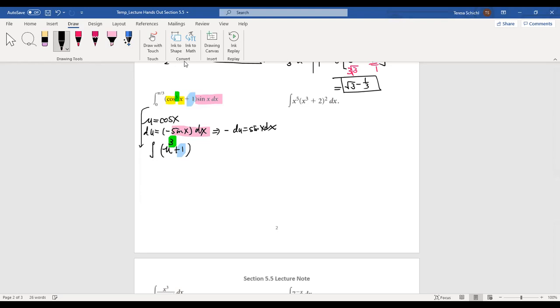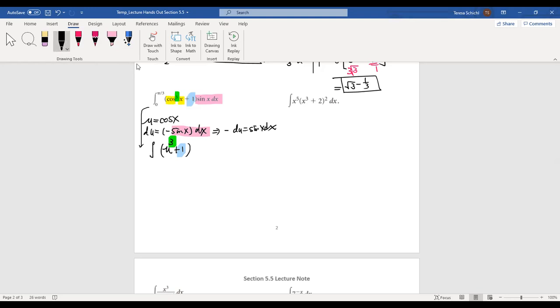So that's why, for the sine x dx, what you can do here is say this is the negative sine x dx, so it's a negative. That means sine x dx is equal to negative du, not u, du, I'm sorry. So this is du. Okay, so this is a du.